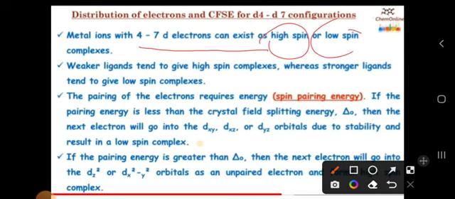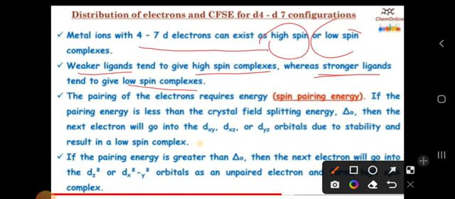Weaker ligands are nothing but what here? Fluorine, chlorine, bromine, oxygen, sulfur; these all come under weaker ligands. These ligands will give high spin complexes. Stronger ligands like cyanide, isocyanide, NC, CN, CO, and also we can say NH3, these all will act as stronger ligands. This will give low spin complexes.